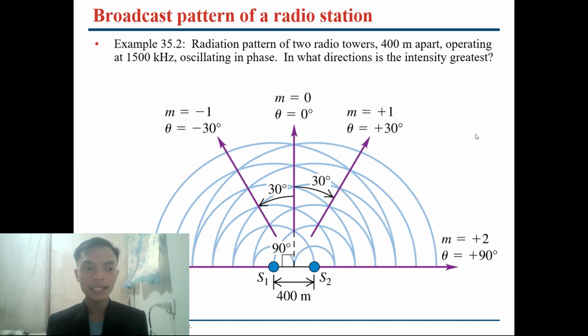So interference isn't limited to light. Two radio towers 400 meters apart at 1500 kilohertz produce directional radiation patterns. Waves reinforce at certain angles. Here at 0 degrees, positive or negative 30 degrees, and positive or negative 90 degrees. This explains why signal strength varies with direction and why antennas must be carefully positioned.